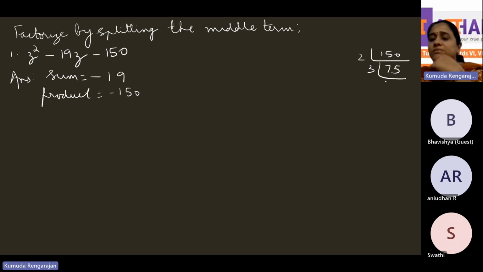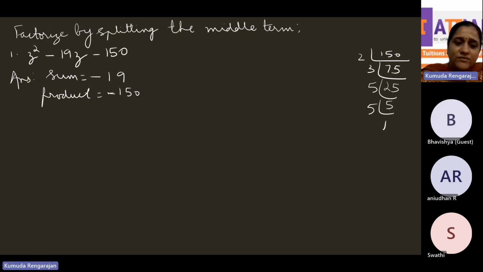25 times. Then 5 fives are 25. So now, it's minus 150. That's okay. You just write 150 is equal to 2 into 3 into 5 into 5. This is minus 150 only. Correct?